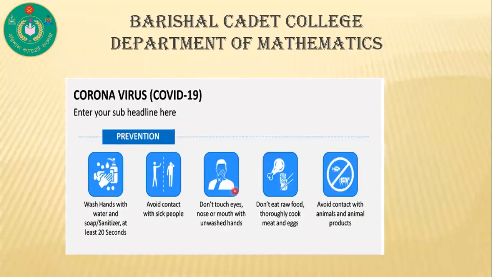Dear cadets, you have to follow the preventive tips for your safety. Firstly, wash hands with water and soap or sanitizer for at least 20 seconds. Avoid contact with sick people. Don't touch eyes, nose, or mouth with unwashed hands. Don't eat raw food. Thoroughly cook meat and eggs. Avoid contact with animal products.